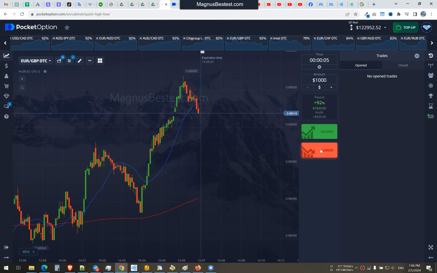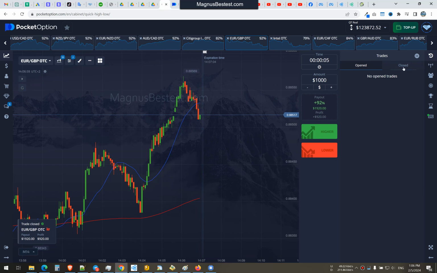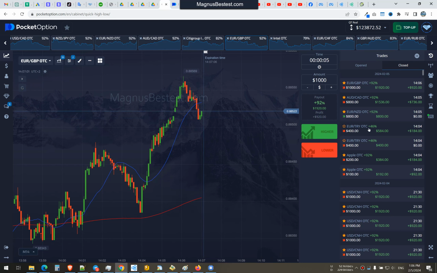Oh, okay, I like this one. Down. Everything about this chart is nice. Stay. Nice. Okay. So there you go, guys. One small hesitation. Money return, no problem.